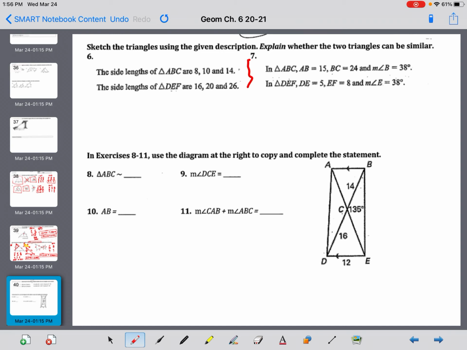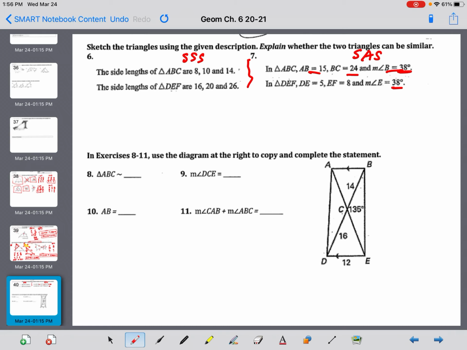Number 6 and 7. So no pictures, but they give us information. They give us all the sides in number 6, so they're telling us to work with SSS. They give us 2 sides and the included angle. So they're giving us SAS here. So we just have to check the ratios in number 6, and we just have to check ratios in number 7 because they already tell us that these angles are congruent. So that's the A part of SAS.